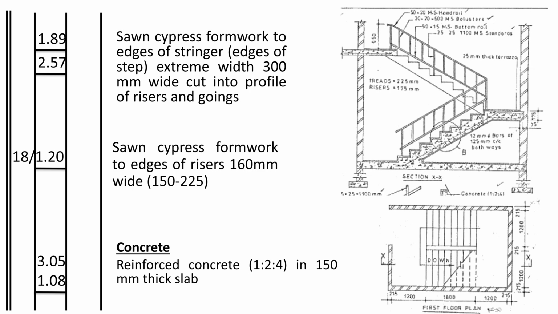975 is up to the internal wall. So and it's going halfway. 215 divided by 2, we shall get 107.5. So we shall take 975 plus 107.5. We shall get 1082.5. So the concrete at the landing, its dimension shall be 3.05 for the length. Then for the width, it shall be 1.08. Reinforced concrete ratio 1:2:4 in 150 millimeters thick slab.